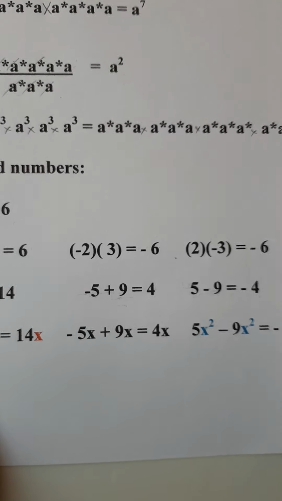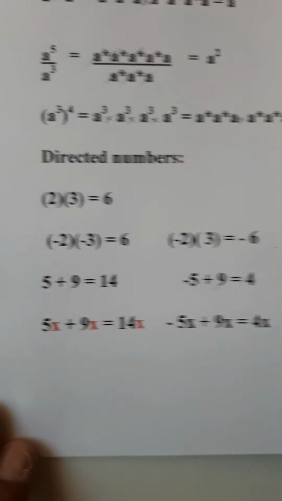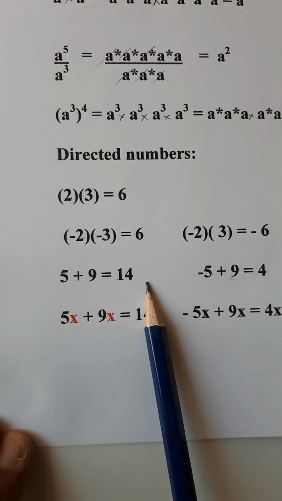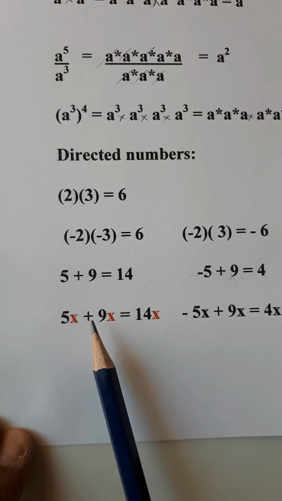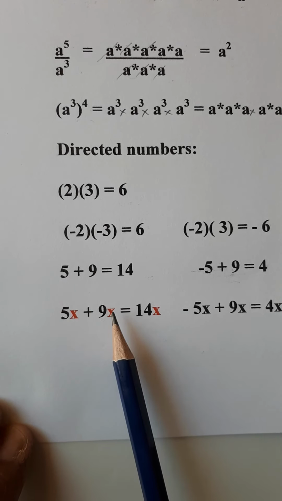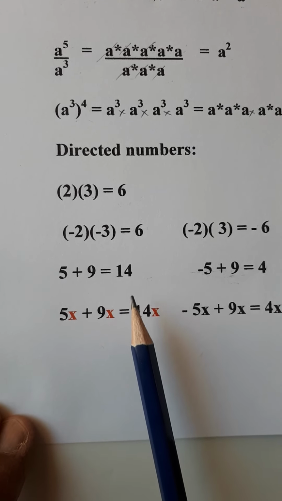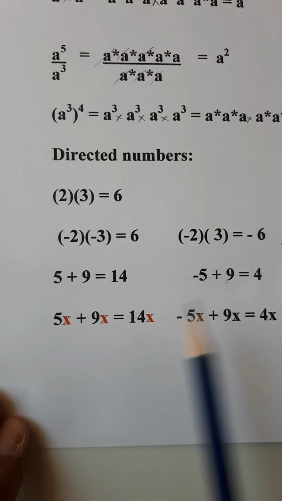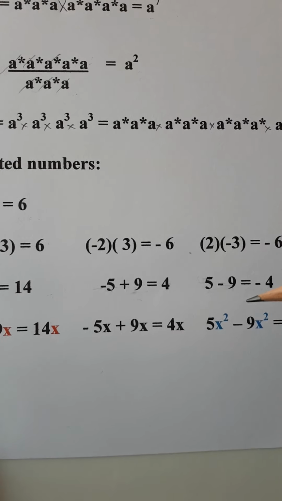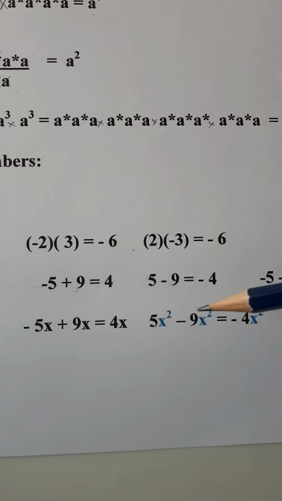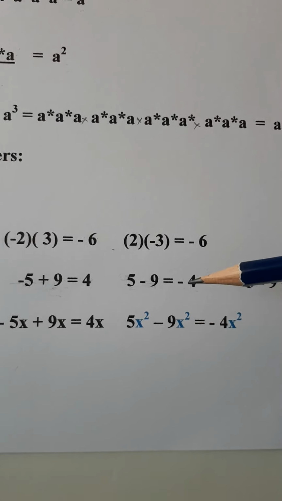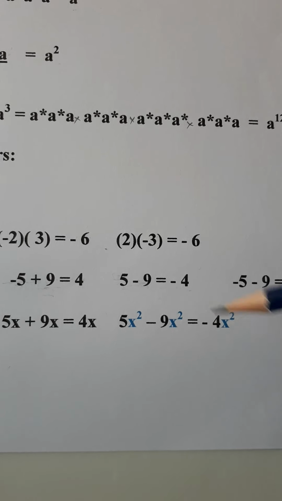Now we are going to put another x behind that. 5 plus 9 is 14. Now we have 5x, that means you multiply your 5 by x, 5x, 9x. So same concept, but your answer will have another x. Same is true for this one. It could be even x squared, x times x. So same answer minus 4, but x squared.